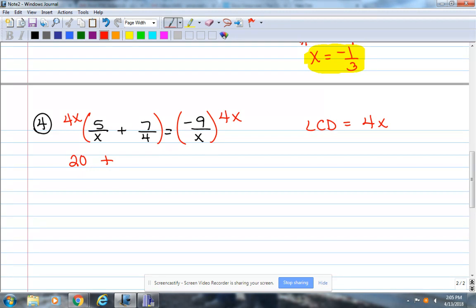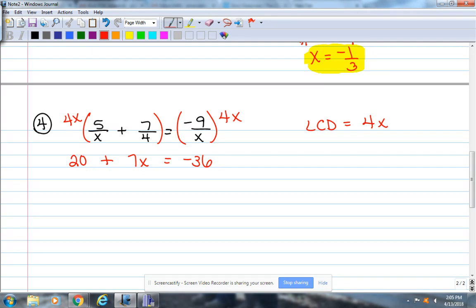7x. Y'all see what I'm doing? I'm saying which part of the common denominator I need. And then the last one after the equal sign, it has the what? So it needs the 4. So what's negative 9 times 4? Negative 36. So now look at our equation. It's a lot simpler because it's not fractions anymore.